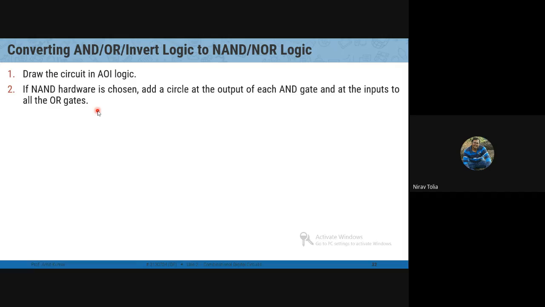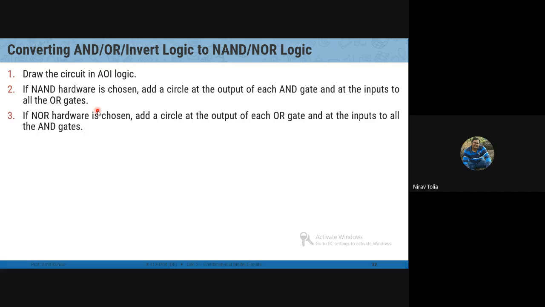Then what you have to do? You have to do the reverse thing, which you are doing for the NAND gate and NOR gate. So what is the reverse thing? In NAND logic, you are putting the bubble at the output of each AND gate and at the input of each OR gate. Now you have to do the reverse thing. For the NOR hardware, you have to put a bubble at the output of each OR gate and at the input of each AND gate.